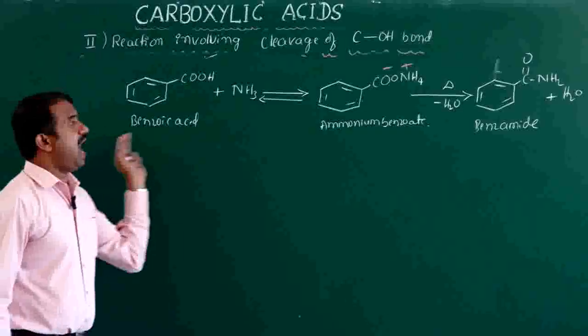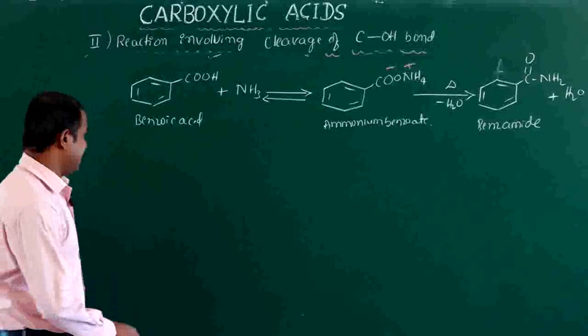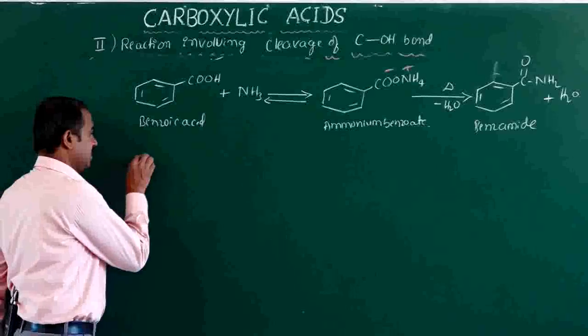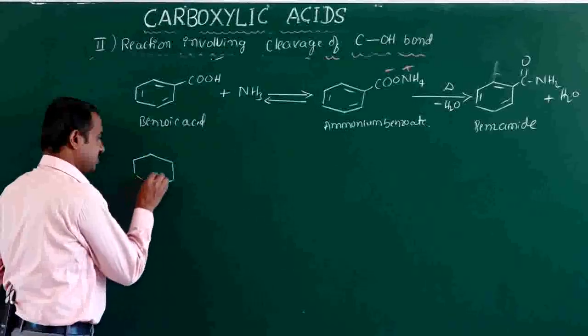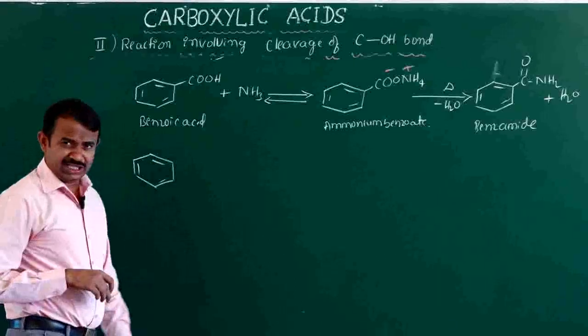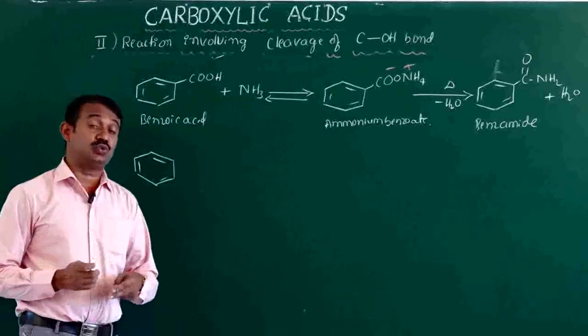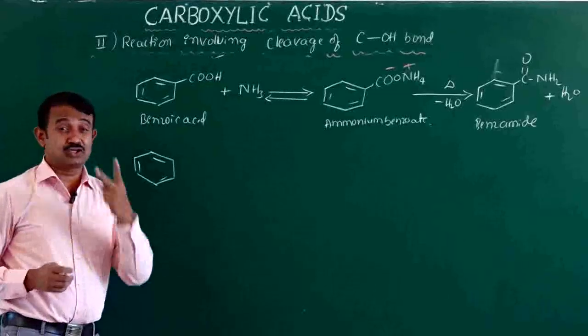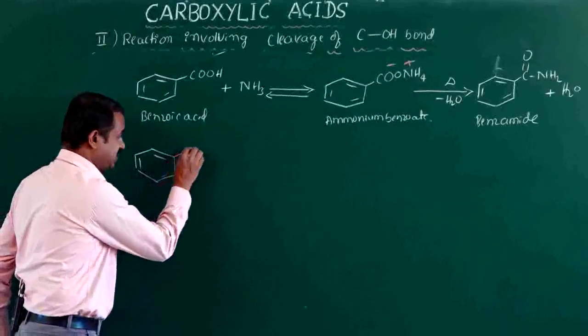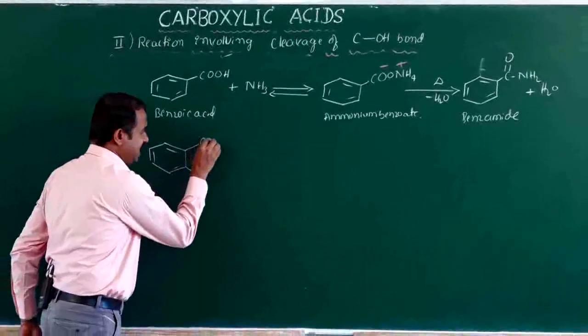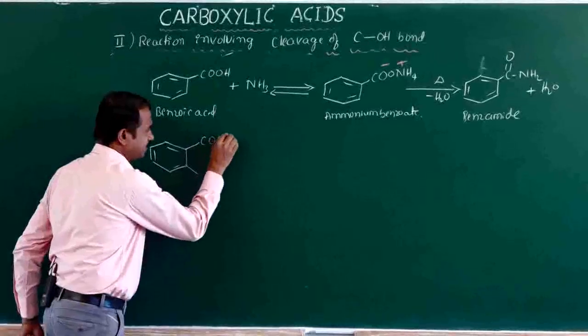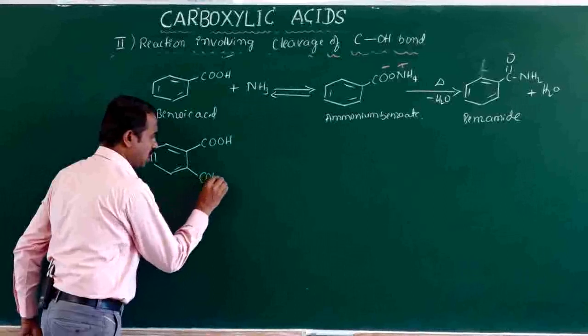Okay, these are the aromatic compounds. In the case of phthalic acid, you should know that phthalic acid means two carboxylic acid groups are attached to adjacent carbons. This is a carboxylic acid, here also a carboxylic acid.